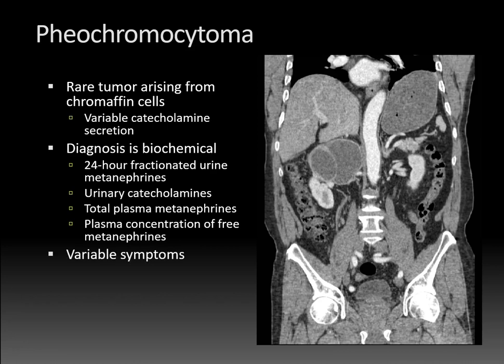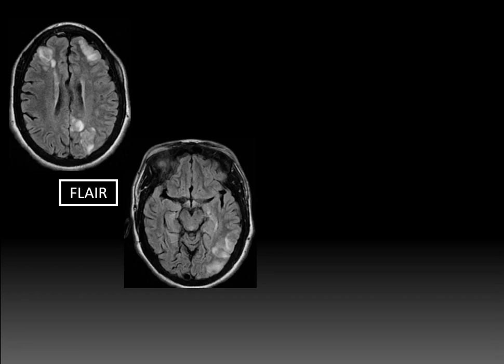And because the catecholamine secretion is variable, the symptoms are also variable. The typical symptoms for pheochromocytoma will be headache, palpitations, sweating, and hypertension. But they can be asymptomatic. The case here was actually an asymptomatic presentation that was detected incidentally. In this example, though, this patient was very symptomatic.